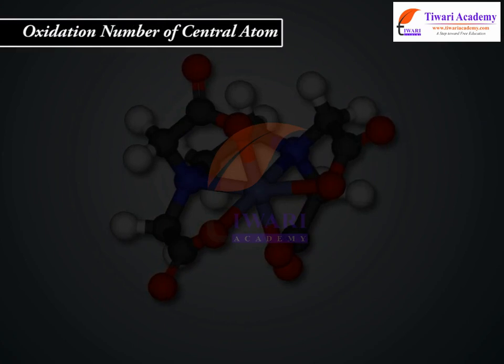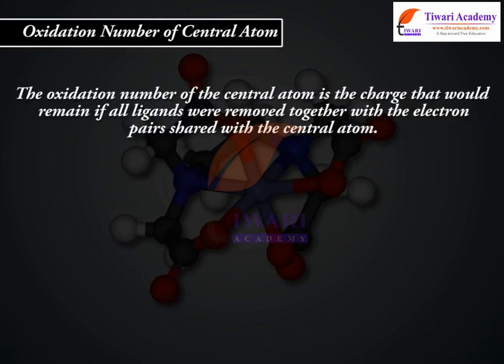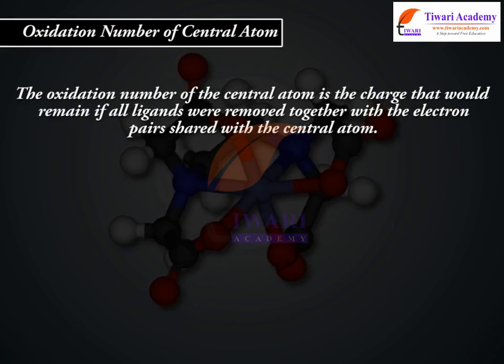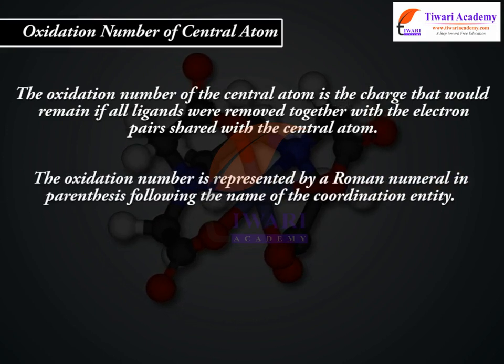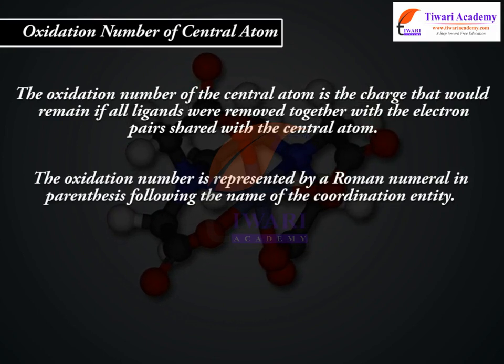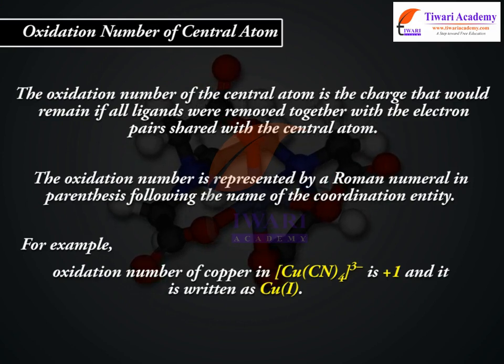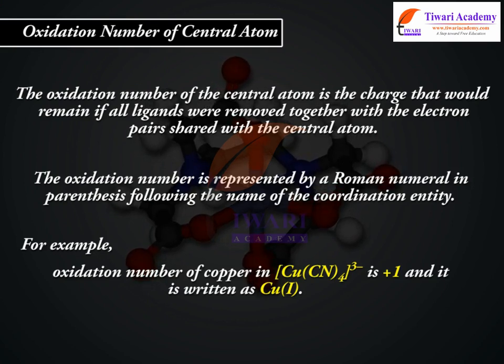Oxidation number of central atom. The oxidation number of the central atom is the charge that would remain if all ligands were removed together with the electron pairs shared with the central atom. The oxidation number is represented by a Roman numeral in parenthesis following the name of the coordination entity. For example, oxidation number of copper in [Cu(CN)4]3- is +1 and it is written as Cu(I).